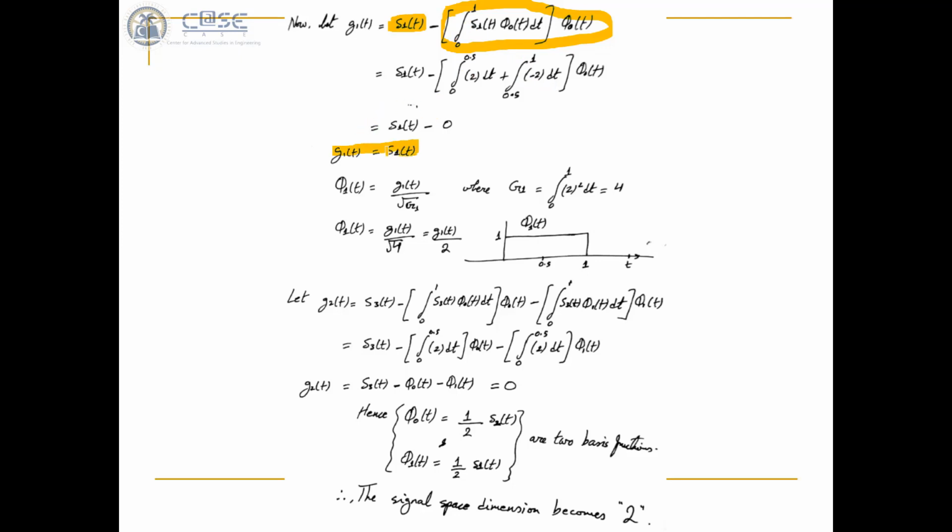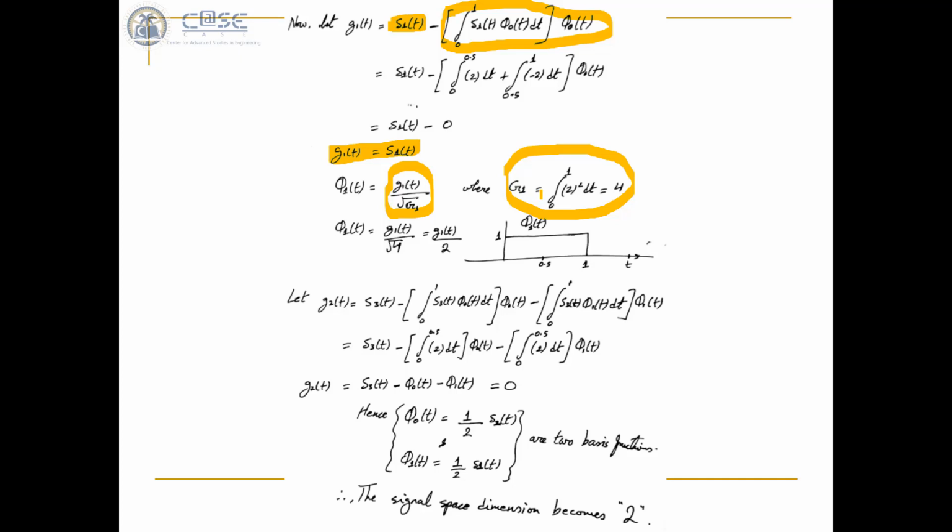G1 of t is equivalent to S1 of t. And in the next step, you have to normalize this result by its energy. So normalizing the function G1 of t is done in the second step here. You can compute the energy of G1 of t in this step here, and it is computed using the same energy formula.